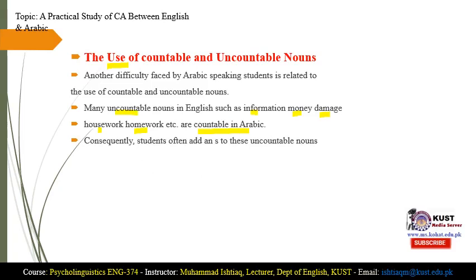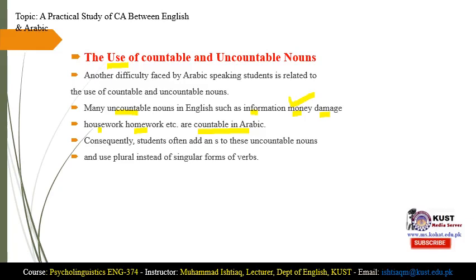Consequently, students often add an S to these uncountable nouns while using English, and use plural instead of singular forms of verbs. Whereas in English, these nouns are always singular. They don't have any plural form. They can't be used as plural. They are always used as singular. But in Arabic, it's not the case.